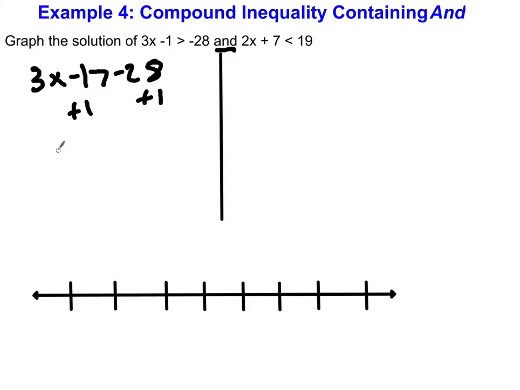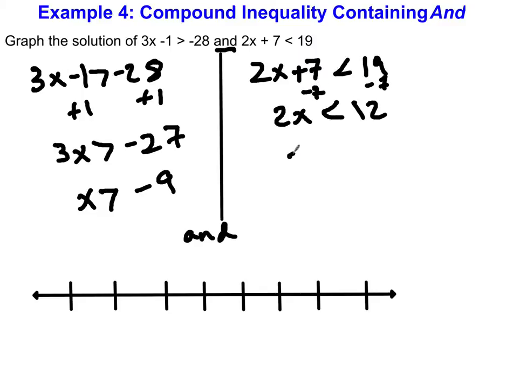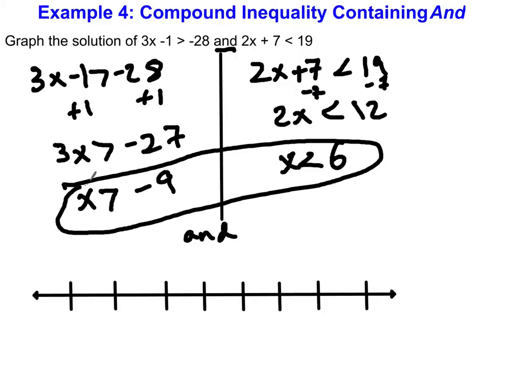So add 1 to both sides. 3x needs to be greater than -27. Divide by 3. We're dividing by a positive number, so the sign stays the same. -27 divided by 3 gives you -9. So x needs to be greater than -9, and 2x plus 7 needs to be less than 19, which means 2x needs to be less than 12 if you subtract 7, and x needs to be less than 6. So these both have to be true. x needs to be greater than -9, and x needs to be less than 6. So let's call this 0, -3, -6, -9, 3, 6, 9, 12.